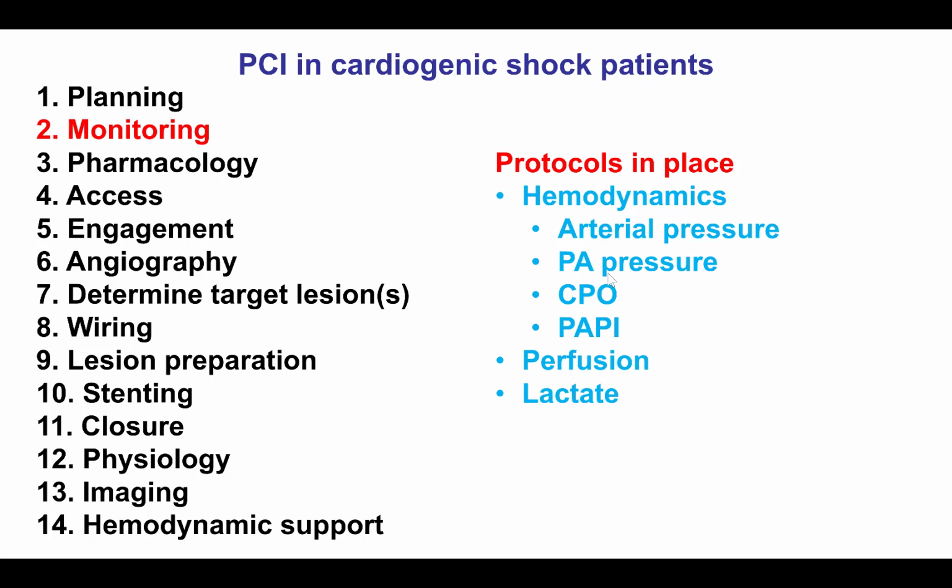Monitoring is critical in patients with cardiogenic shock, as they can often have rapid deterioration. The hemodynamics are, of course, particularly important, both systemic pressure but also the right heart hemodynamics. Assessment of perfusion, for example, assessing the patient's mental state, urine output production, and also measuring lactate.